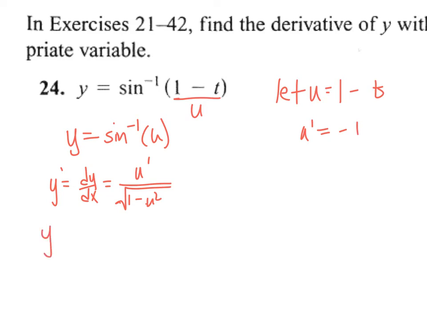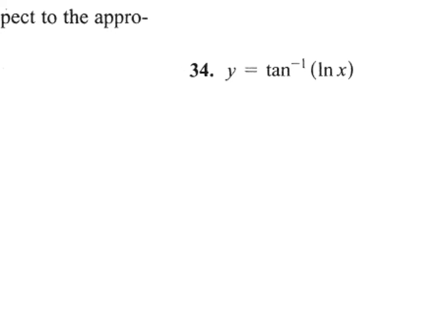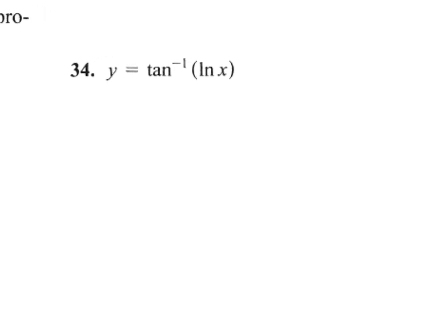And so then my derivative y prime, which is the same thing as dy dx, is equal to negative 1 over the square root of 1 minus the quantity 1 minus t squared. So that's that. Pretty simple. Just follow the rules. Let's take a look at the next one, 34.